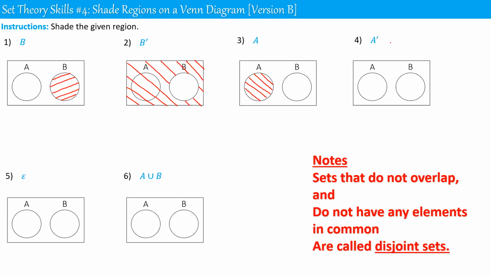A prime is everything but A, so that's gonna be all of these, everything except for A. Everything except for A. All right.